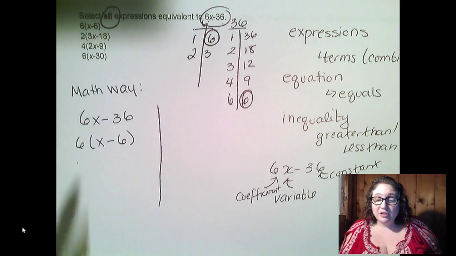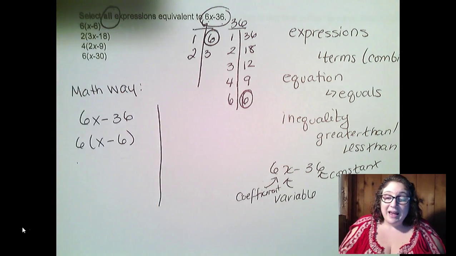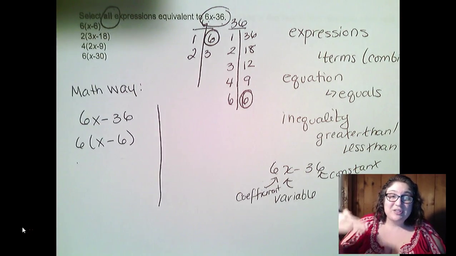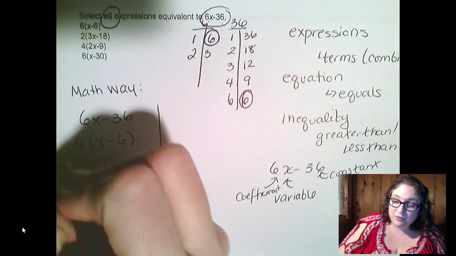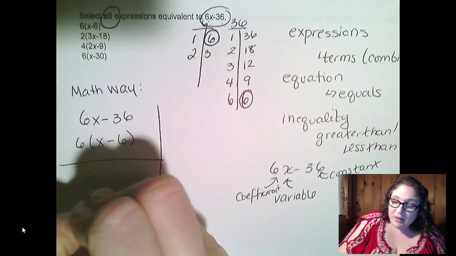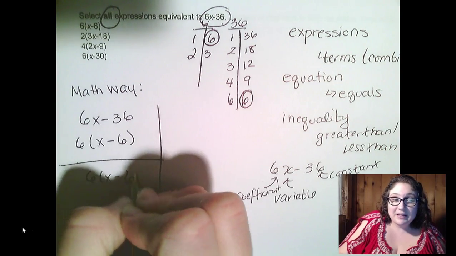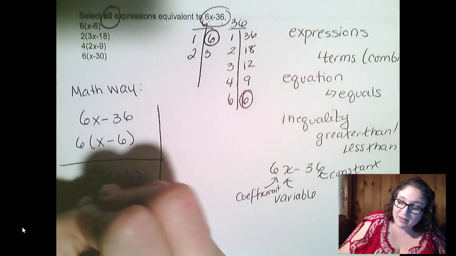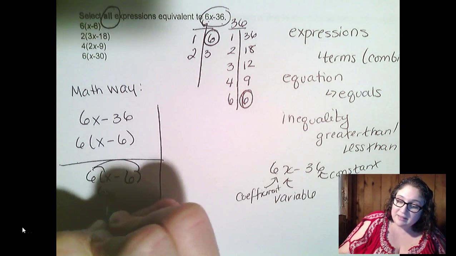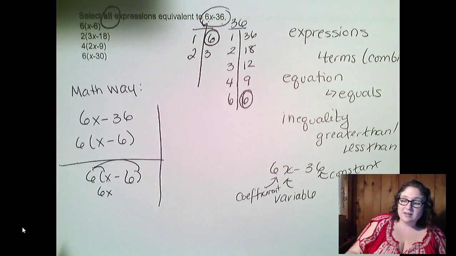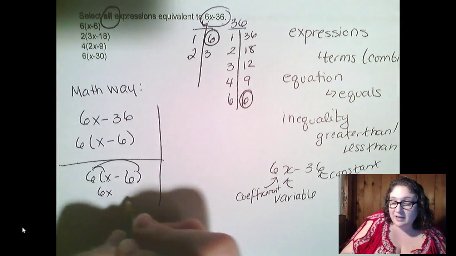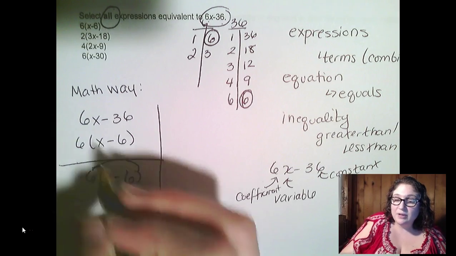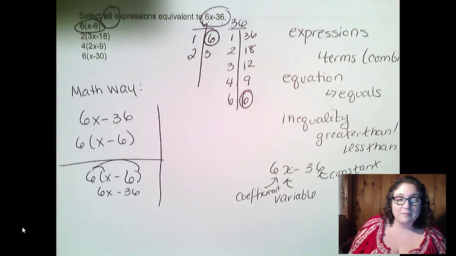Another way to do it is to look at each of these options and solve the answers to see if you get the first term. So for example, if we have 6 times x minus 6, that's the same thing as saying 6 times x is 6x, and 6 times negative 6 is negative 36. So we know the first one works, and I'm going to circle that.